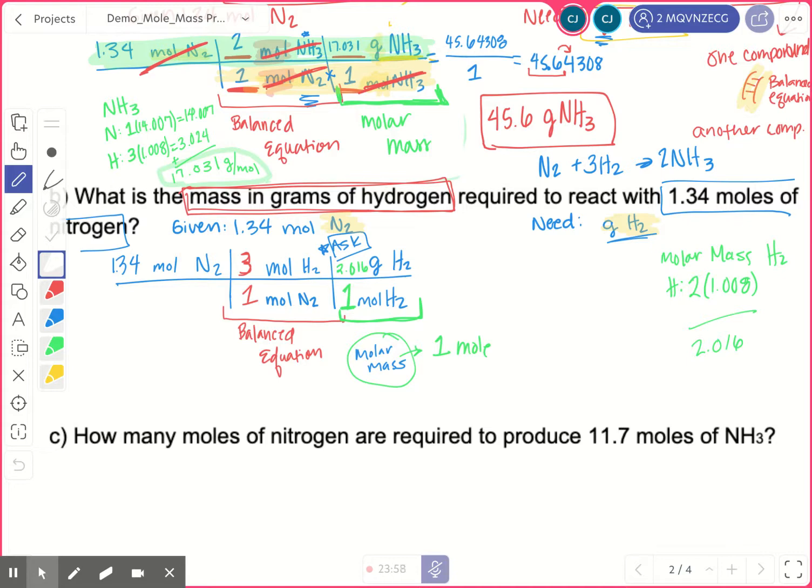All right, now that I have filled in all the holes, let's do some multiplication. So I have 1.34, staying in my lane. It's 1.34 times 3 times 2.016. I got 8.10432. And then my basement's going to be 1 because it's 1 times 1.